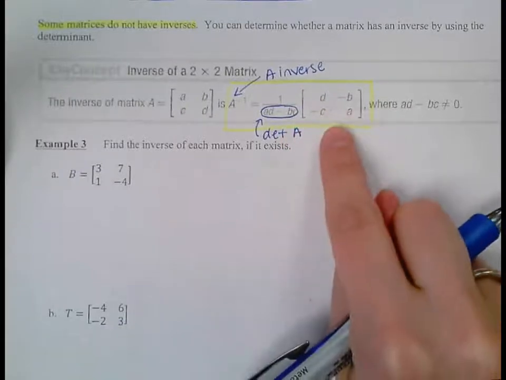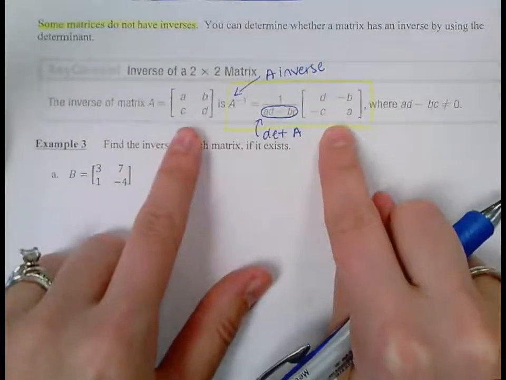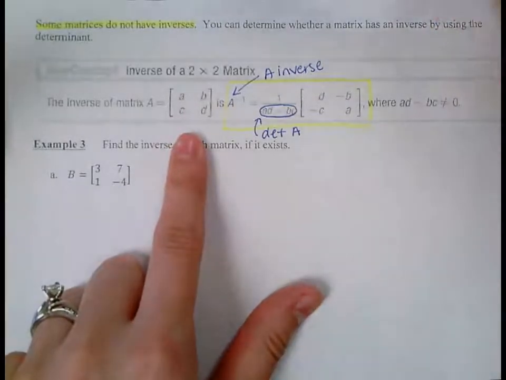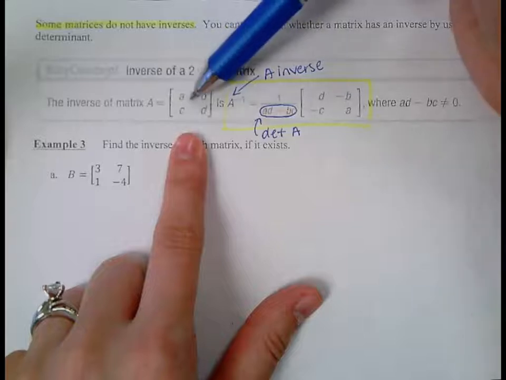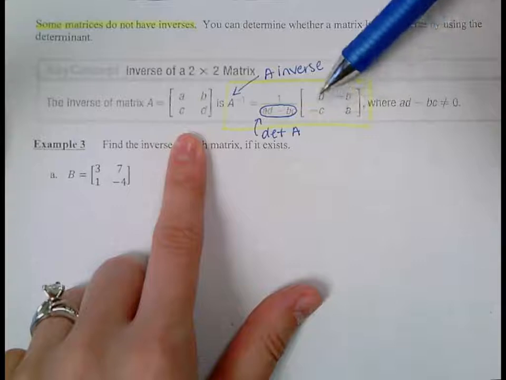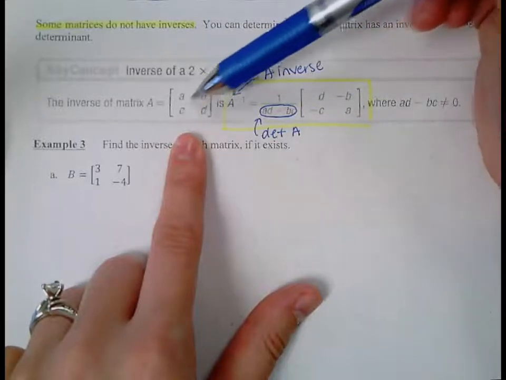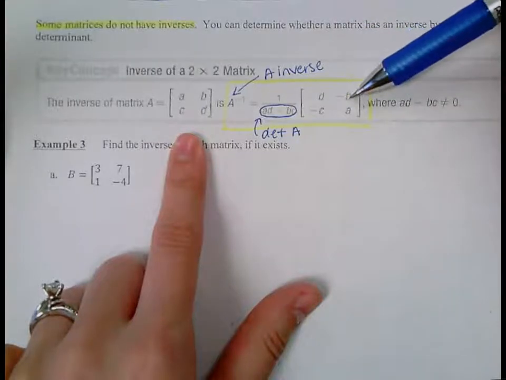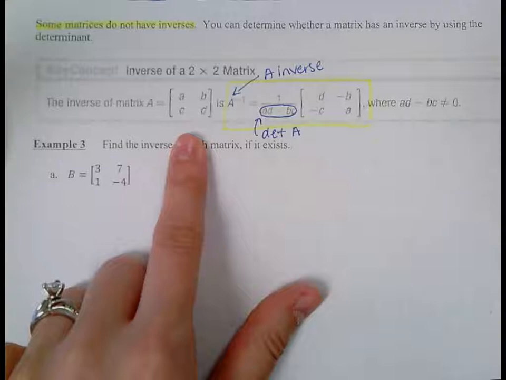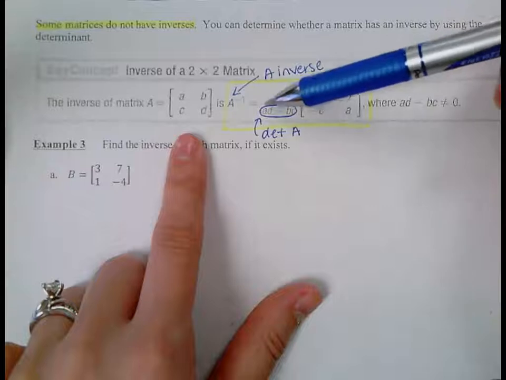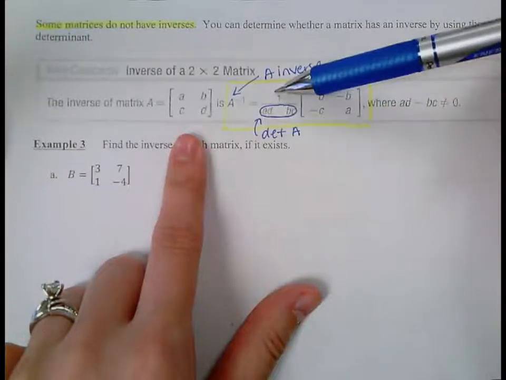And you get this matrix by rearranging or manipulating the matrix you started with. So what you should notice is that the main diagonal in matrix A, the A and the D, those elements get switched. And then the other diagonal in matrix A, B and C, those elements stay where they are, but they become the opposite. So if they were positive, now they're negative. If they were negative, now they're positive. And then this matrix gets multiplied by whatever this fraction is out front.